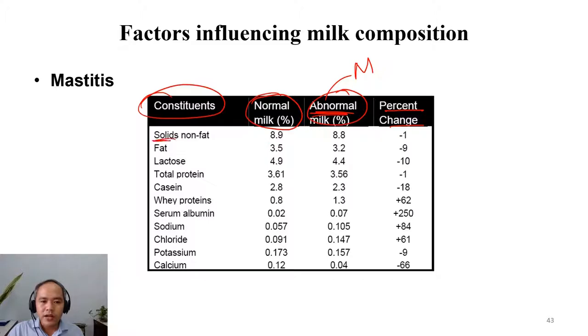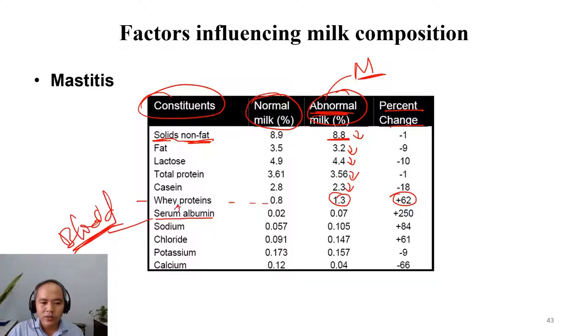If we look at total solids, non-fat, we don't count the fat in, then mastitis milk has lower. There is a reduction in total solids, in fat, in lactose, and in total protein; casein of course is reduced. But whey protein is more from the blood, so now it's increased. Serum albumin, especially, is a protein from the blood that comes into serum, and it also belongs to the whey protein group. Because it comes from the blood, you see that this increases a lot in mastitis milk, 250% even. Chloride increases, as we already said.